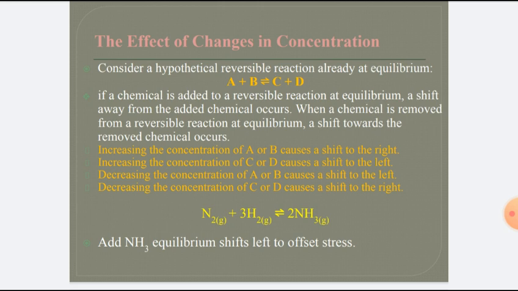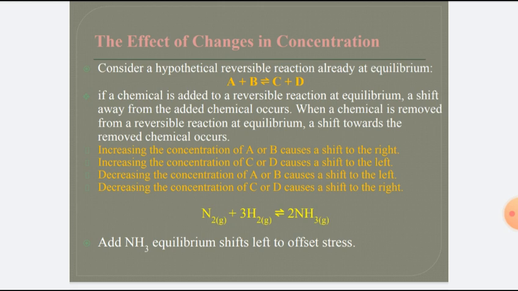If a chemical is added to a reversible reaction at equilibrium, a shift away from the added chemical occurs. When a chemical is removed from a reversible reaction at equilibrium, a shift towards the removed chemical occurs. Here we can see that four possibilities, in which first, increasing the concentration of A or B causes a shift to the right.